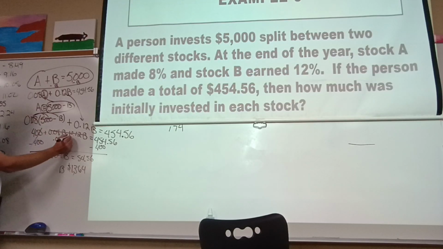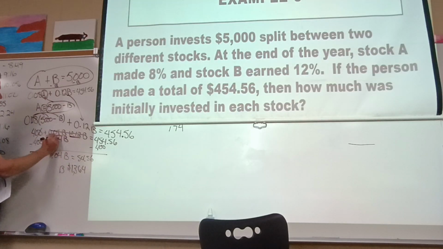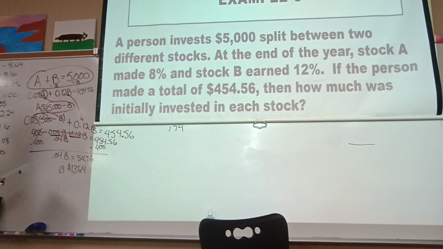Oh, I added, so I took my point, I combined like terms. That was a negative. So I did negative 0.08 plus 0.12. That's 0.04. Yep. Like I said, sorry, I went pretty quick. I got 2 cups of coffee in me already.